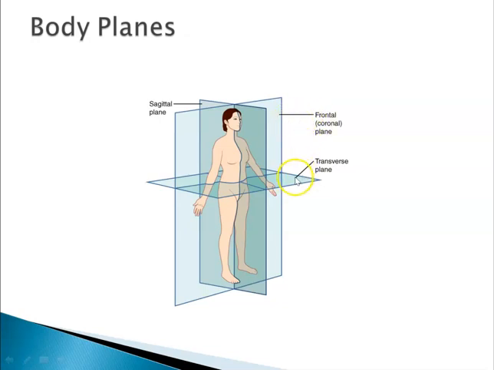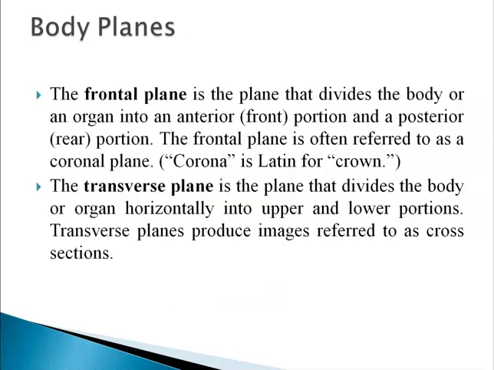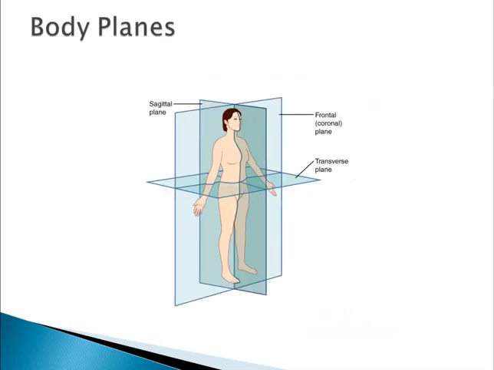And this one is the transverse plane. You can see that it is cutting across the center of the body, parallel to the ground. The transverse plane divides the body exactly horizontally into two portions, an upper portion and a lower portion. This transverse plane most commonly produces images referred to as cross sections. This is a picture depicting the transverse plane.